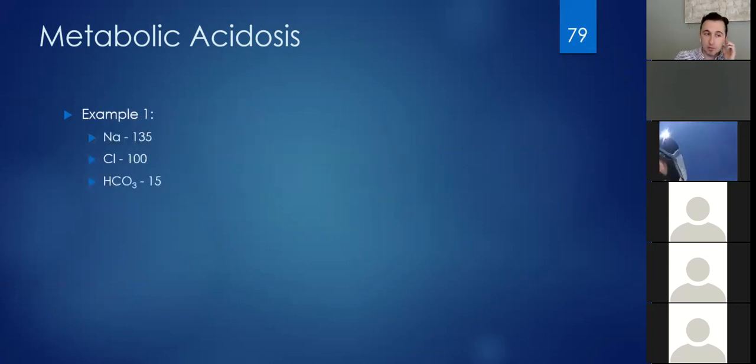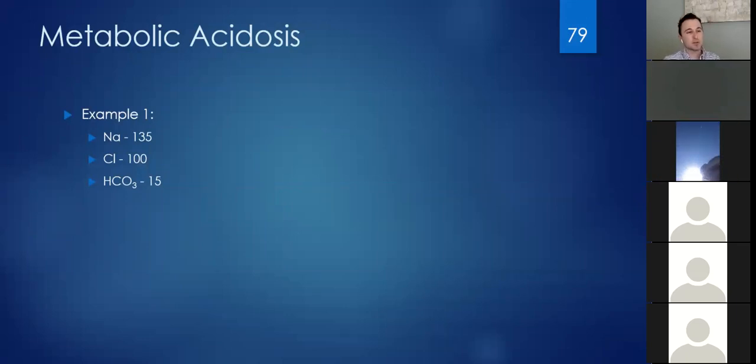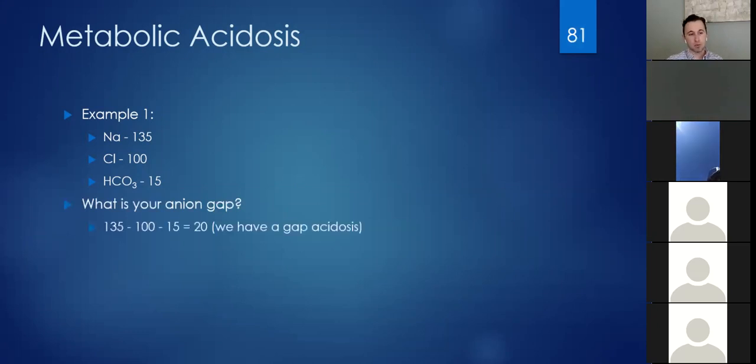Okay, so our first example, and again, I'm not going over our approach to an acid-base problem. I just strictly want to illustrate delta delta. All right, so say we start out with a sodium of 135, a chloride of 100, and a bicarb of 15. So what's your gap? It's basic math. 135 minus 100 is 20. Wait, minus bicarb of 15, so 20. So 20 is greater than 12, so we have a positive anion gap acidosis just by looking at these 3 numbers.